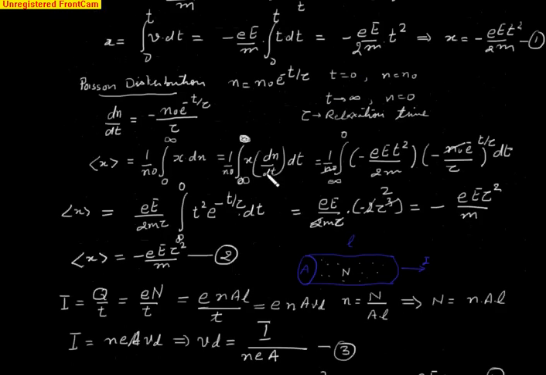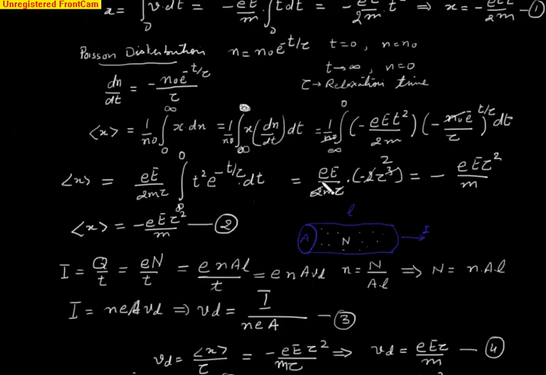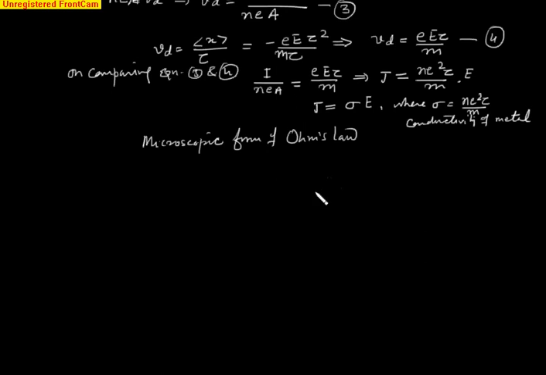So it shows that Drude theory of metals can be used to explain or to derive Ohm's law in its microscopic form, and the expression for that is J equals sigma E. That is, current density will be equal to conductivity times the applied electric field across the metal piece.